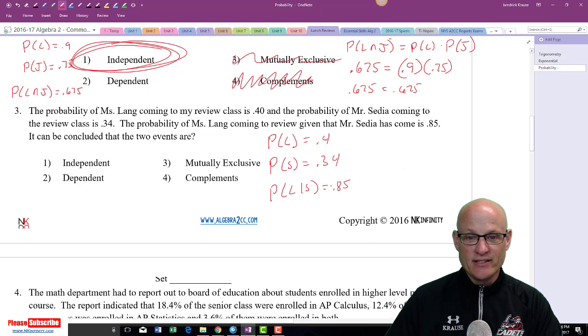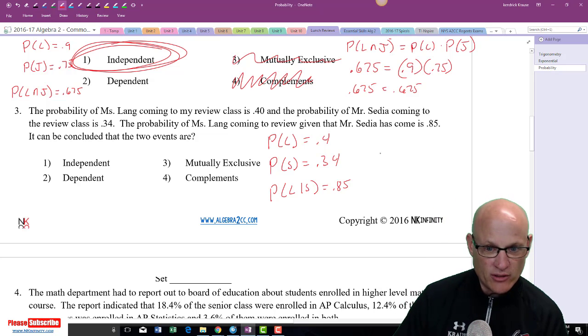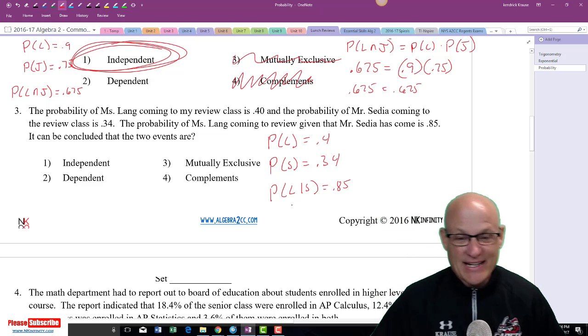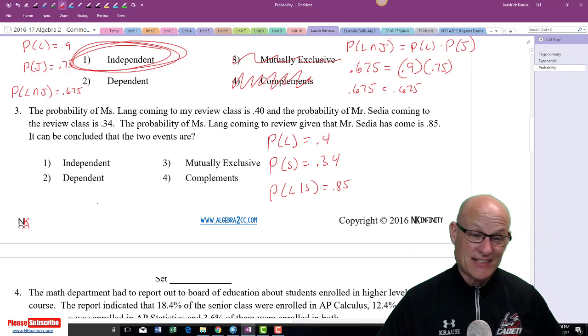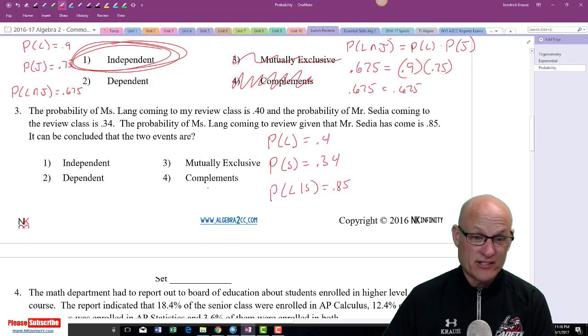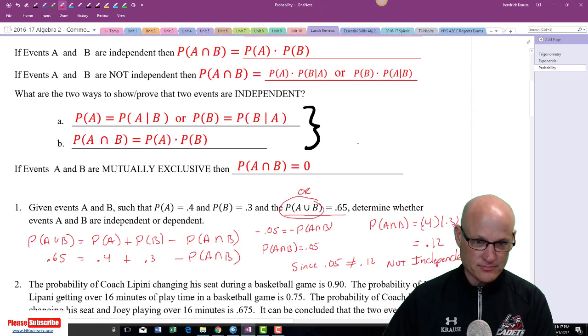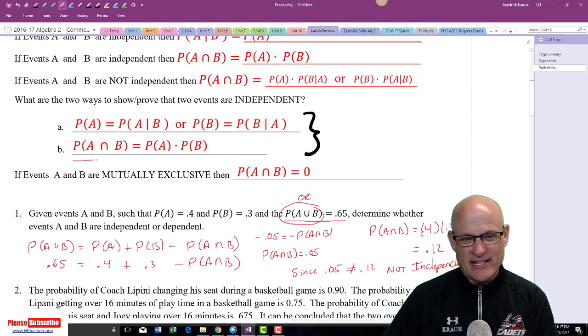So basically, I have to check these. It's hard to tell if they're mutually exclusive. That's hard to actually tell in this case. But I can test for independence, because if they're not independent, they're definitely dependent. And if they're dependent, they're certainly not mutually exclusive. So we have to test for independence. Our test is, if we go back up here, I can either use the and formula, but it didn't give me any and information, so I can't really use that.